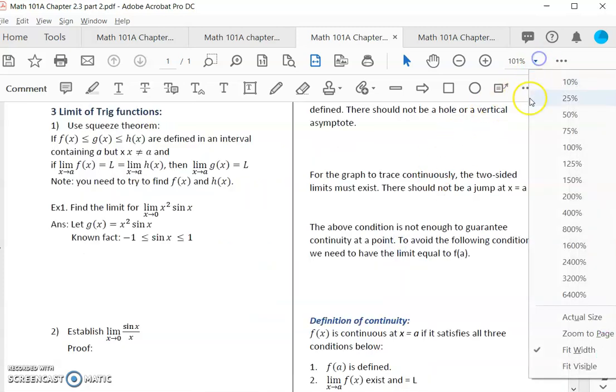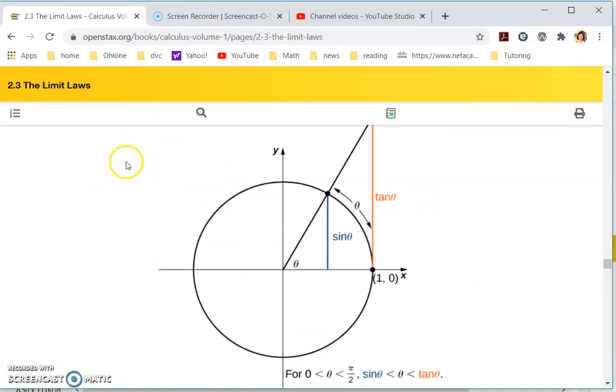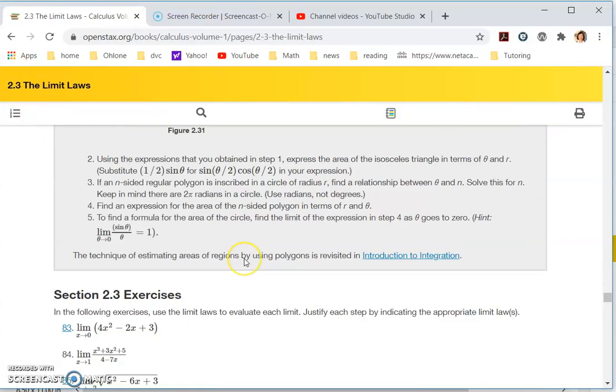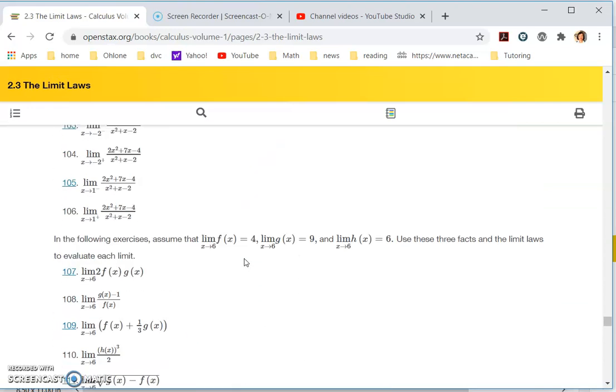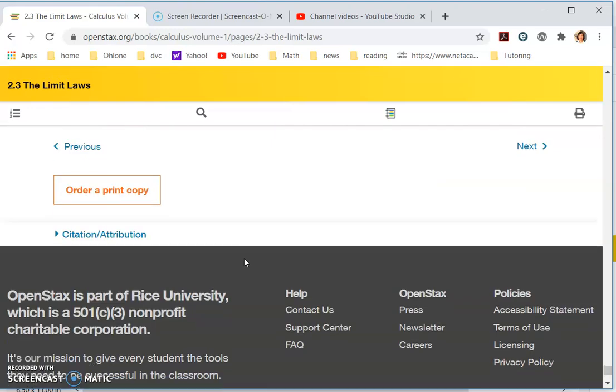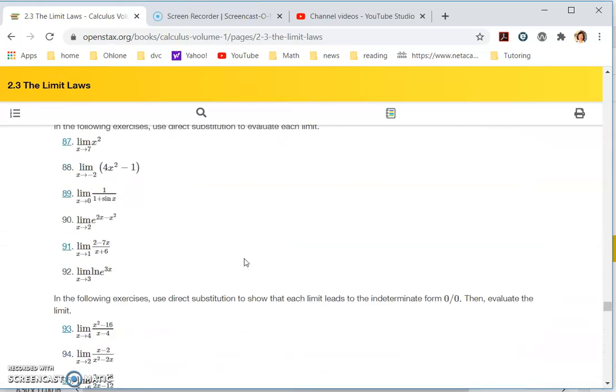Let me make this a little bigger. So for limits of trig functions, the Squeeze Theorem says if we have 3 functions, the middle function is always between f of x and h of x. So let me see if I can find the book that talks about the Squeeze Theorem. They have a very good one in 2.3 here.